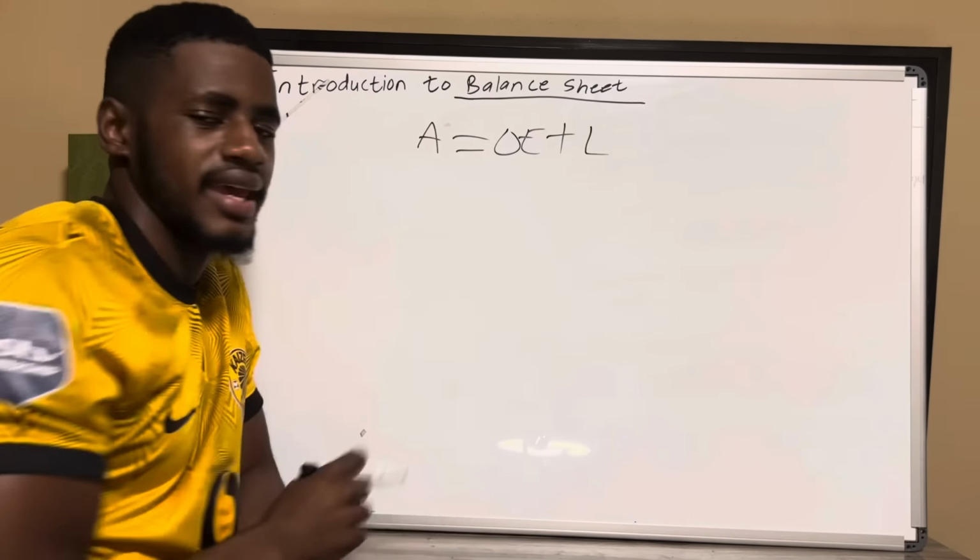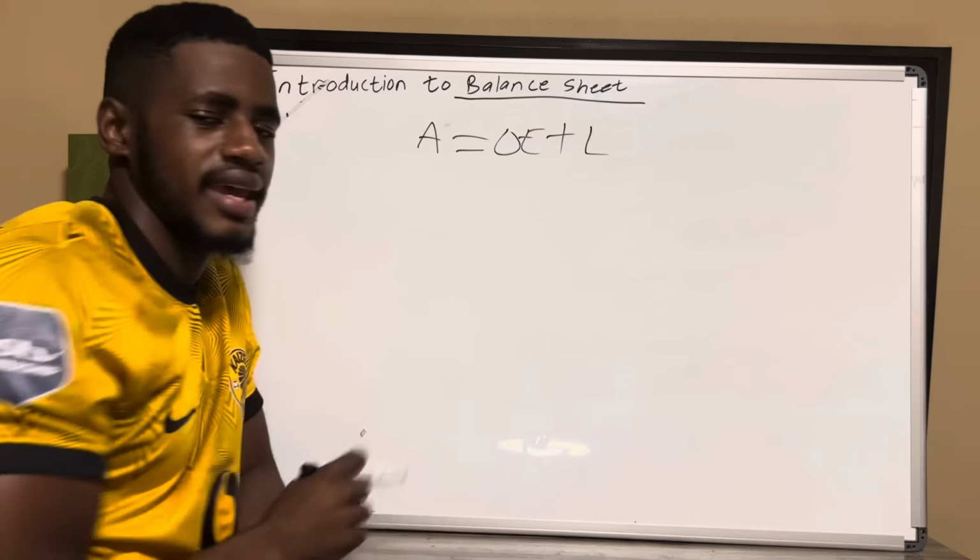So just to make it simple, assets are the things that we as a business own. Assets are the things that we own. Okay, assets are differentiated into two types. We have our non-current assets.